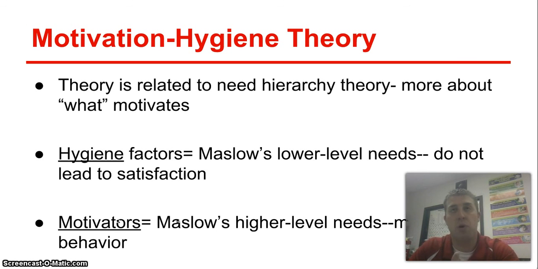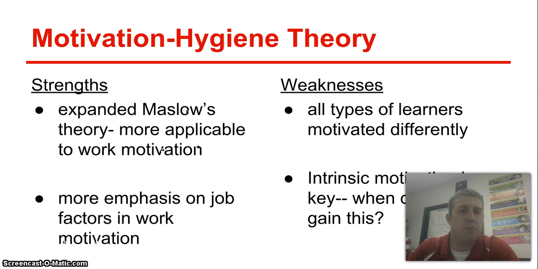So we're looking for us as teachers to put those motivation factors into the classroom, things that we need to do, which a lot of times comes from encouragement and showing achievement whenever we can. Some strengths of the motivation hygiene theory: it's basically expanding Maslow's theory, so it's more applicable to work with motivation. So we have some tangible things that we can use to help motivate students. It puts more emphasis on job factors and work motivation, so looking for actual factors in the classroom makes it a lot more tangible for us to understand.